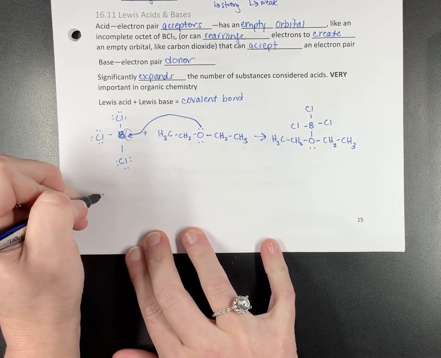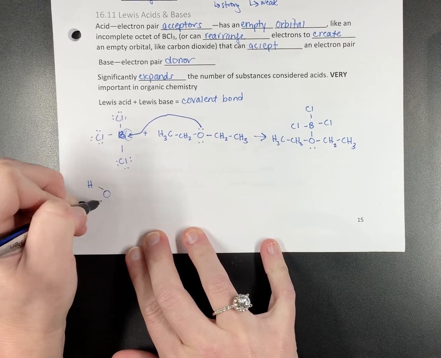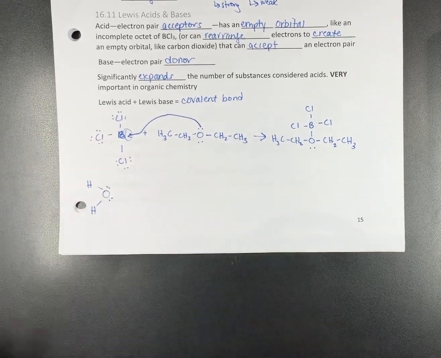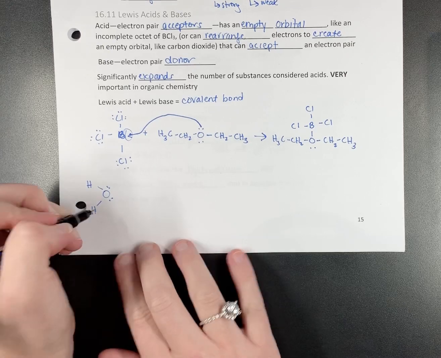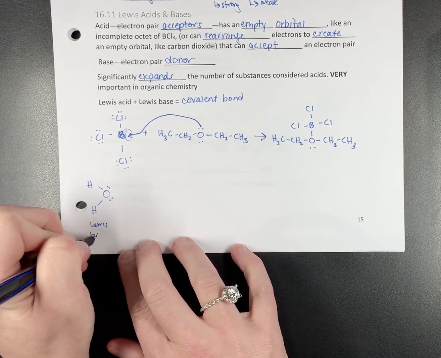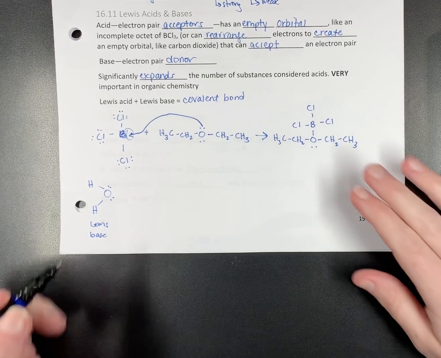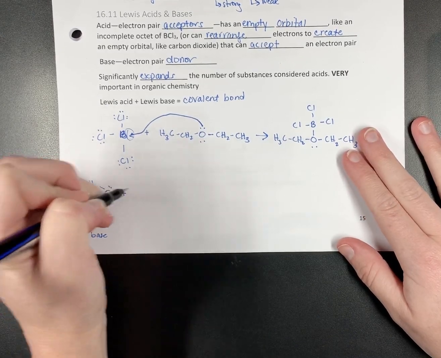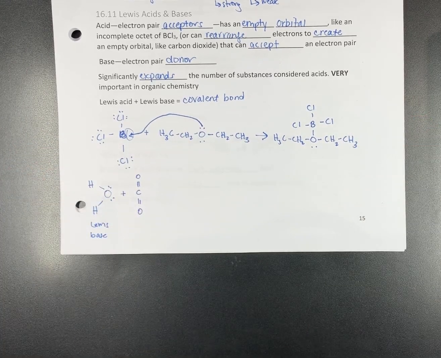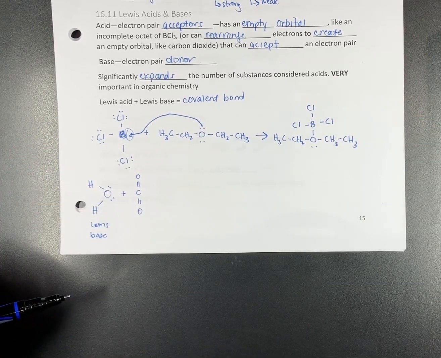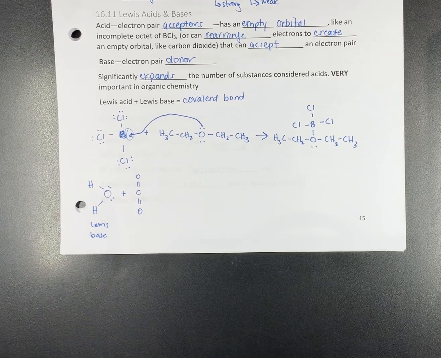So here, let's use water. If we use water, what is water here? Is water an acid or a base? Base. It's a base because it has lone pairs to donate. So water is going to be the Lewis base. And let's mix this with carbon dioxide. Does carbon dioxide have any empty orbitals? Yeah. It will. It doesn't right now, but it can rearrange.